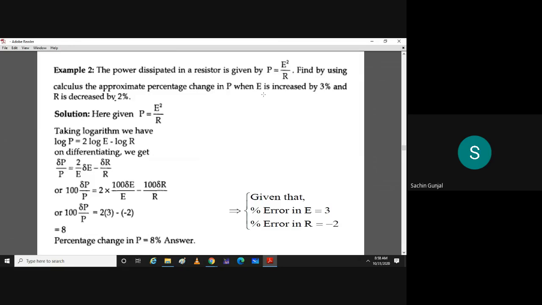Now E is increased by 3%, so percentage error in E is 3, and R is decreased by 2%, therefore percentage error in R is minus 2%. Okay. So 100 dP by P is equal to 2 into 3 minus, this minus 2. So 6 plus 2 becomes 8. So 8 percent is the error in P. Do you understand why this minus sign is here? Yes, sir. So note it down.